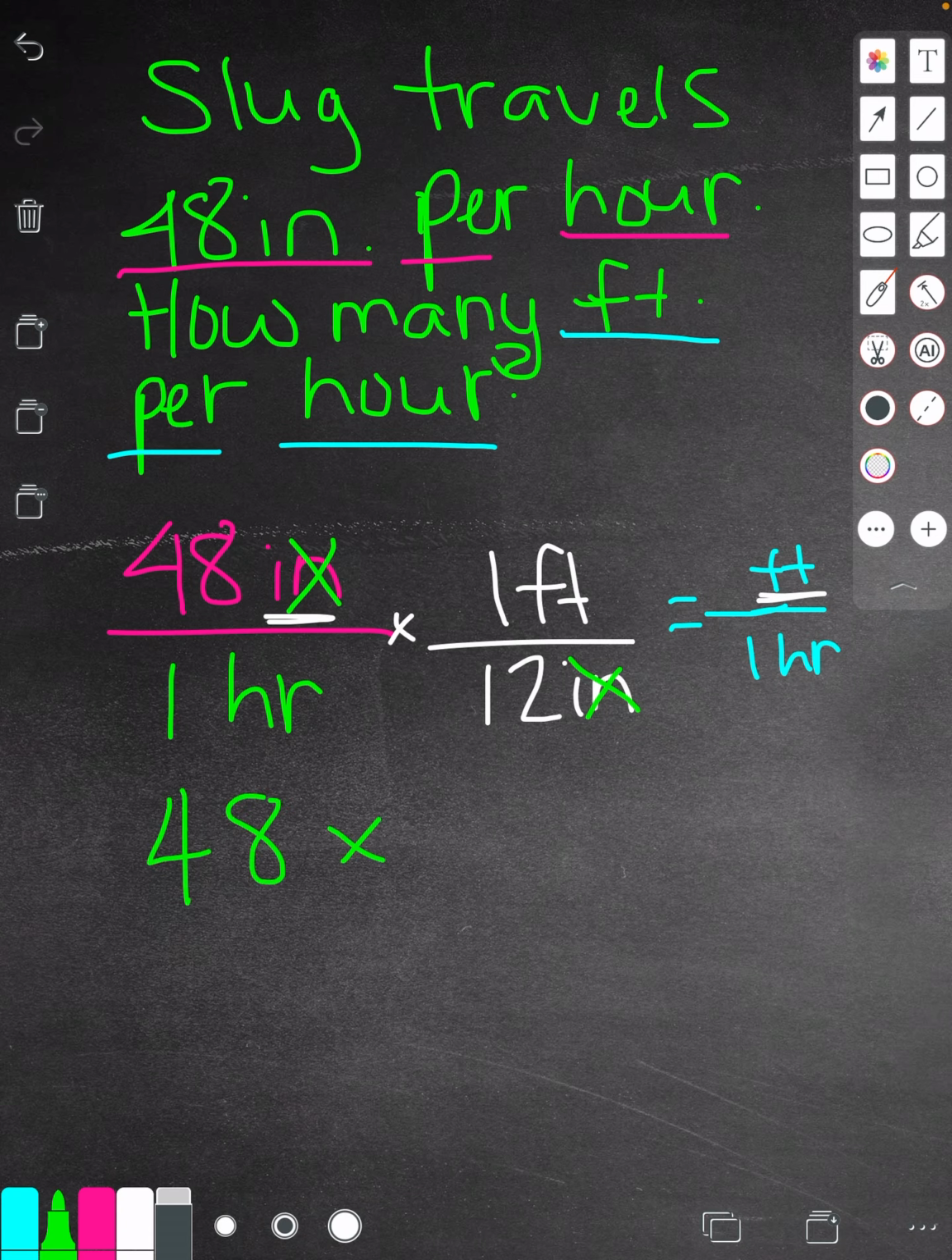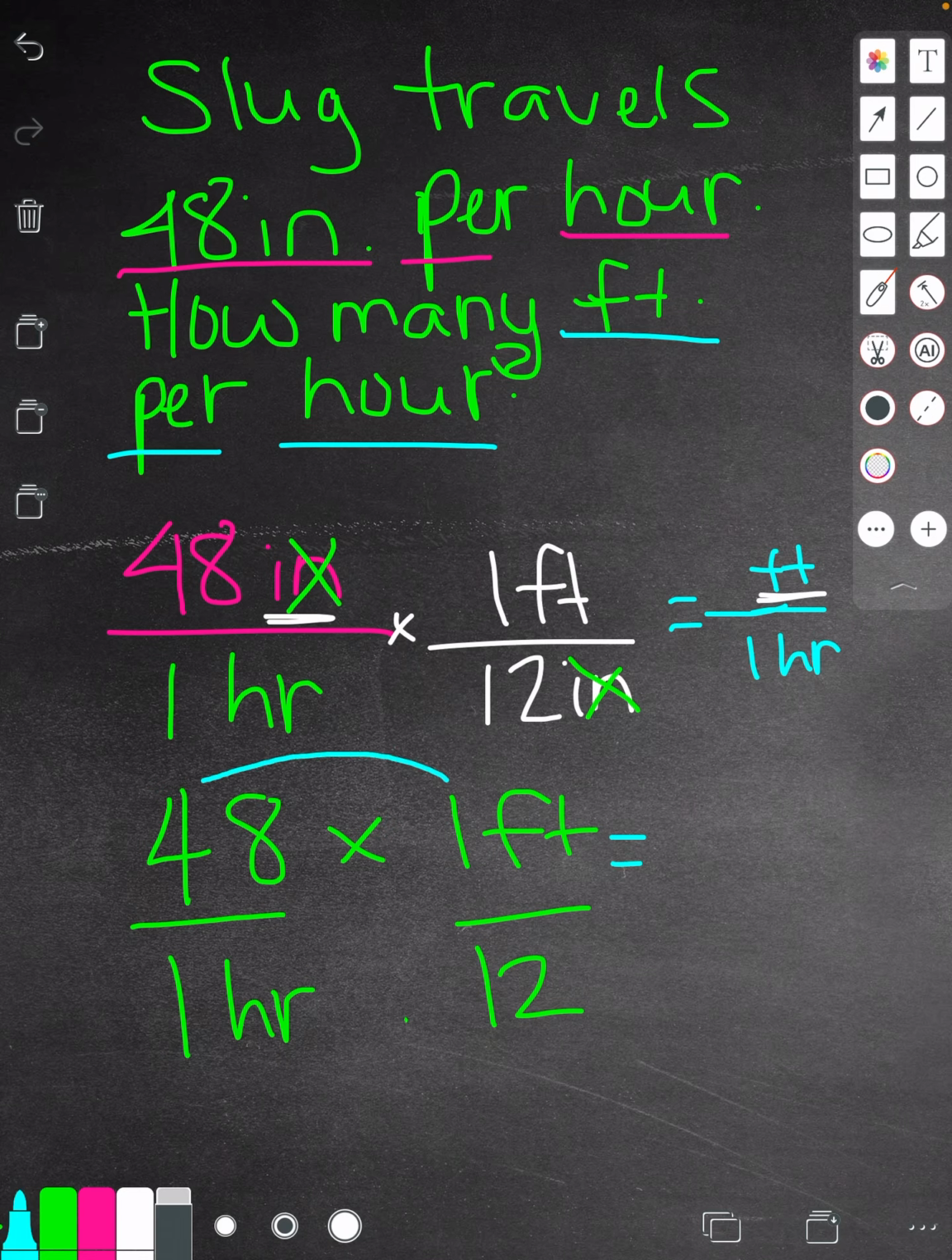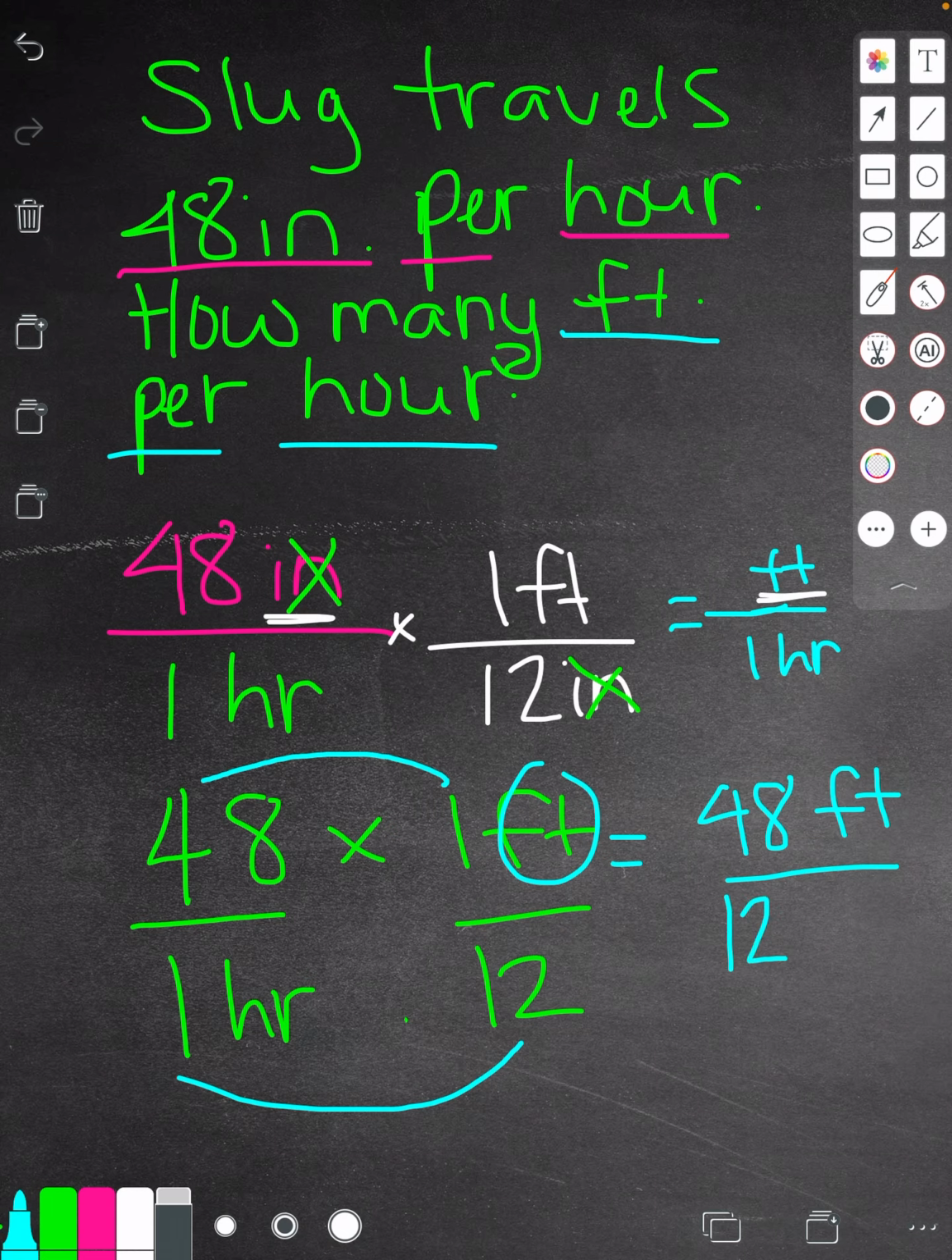48 times 1 foot and 1 hour times 12. Okay, so now let's see what we end up with. 48 times 1 foot, feet is the only option to have as a measurement. 1 times 12, 12. 48 feet over 12. Now, this is where you have an additional step.